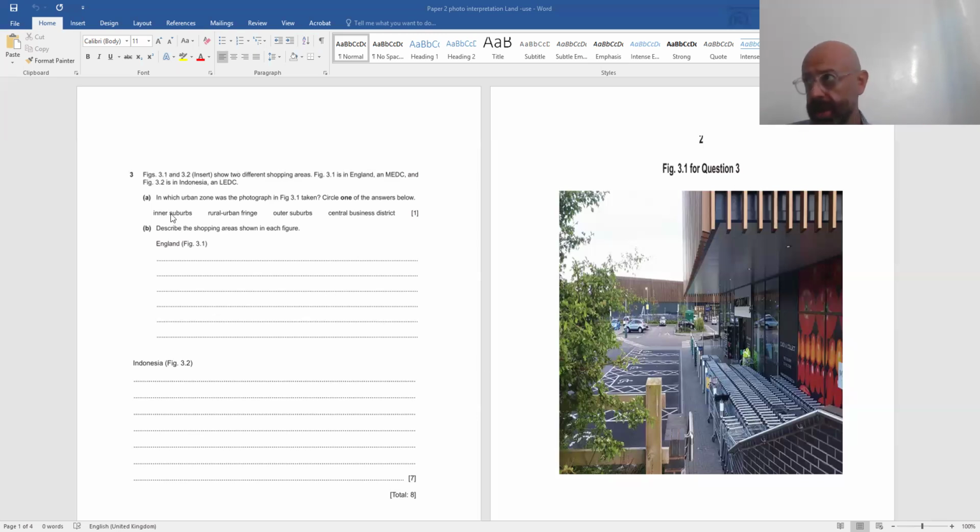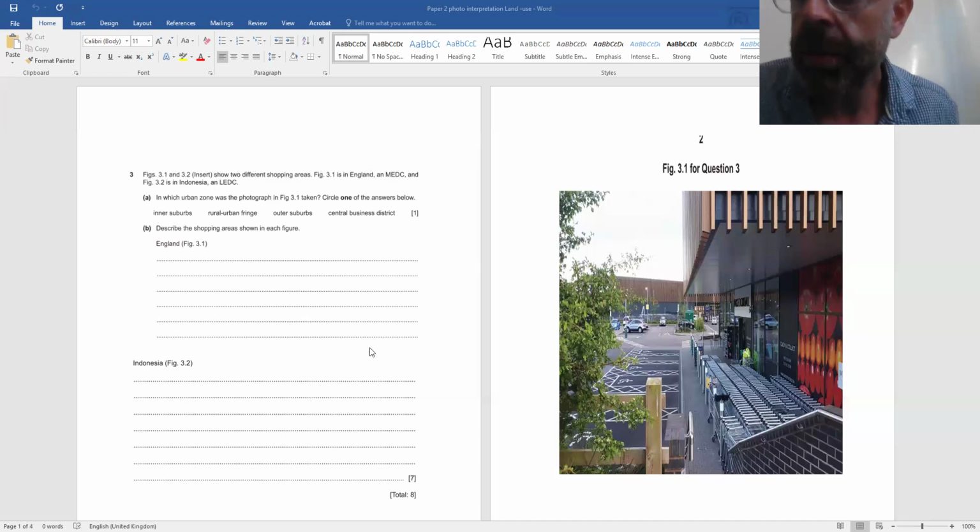Now, to get onto the main points of the question, which is worth 7 points. That's a lot of points, okay? You need to describe the shopping centre areas in each figure. Describe the one in England, the one we just looked at. Describe it. 3 points. You don't need to be a geographer to describe that, do you? Anyone off the street could describe this photo. So let me give you some examples of what we're looking at.